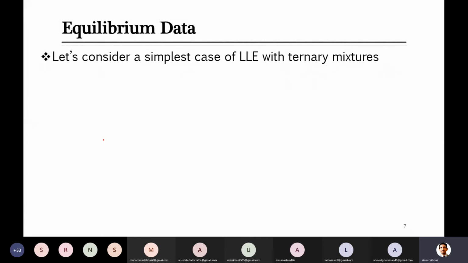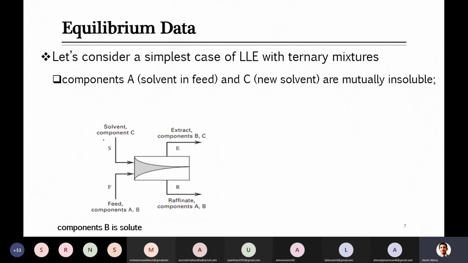So let's consider here the simplest case of a ternary system, and I think we also talked about what this ternary means. Ternary means having three components. For example, one component in the feed, component A, is the carrier, and then there is the component that you want to remove. Then there is newly introduced solvent. So in this diagram you can see that your feed contains two components, and you are introducing a solvent, component C. So these are three components. Due to this we are calling it a ternary system.